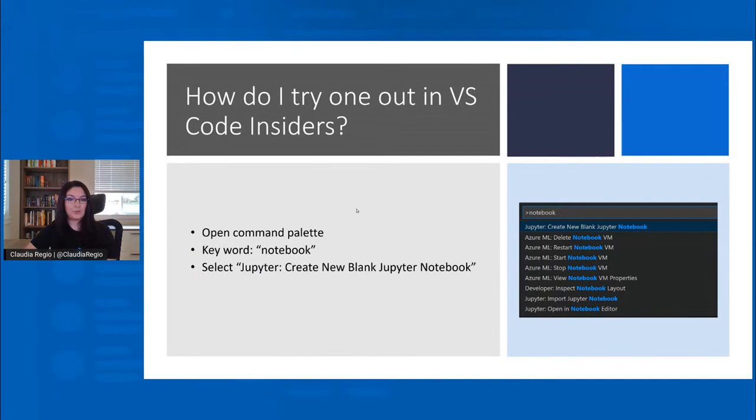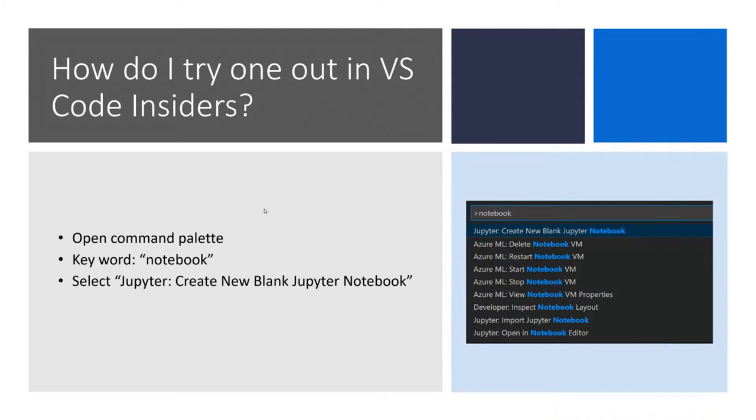How can you try one out in VS Code Insiders? So obviously first go online and download VS Code Insiders. Then you'll want to open the command palette after downloading the extensions appended at the end. You can do that by holding down Control-Shift-P, or Command-Shift-P if you're on a Mac. And what that's going to do is pull up this drop-down list here. You'll type in the keyword notebook, and you'll want to pick the first option that comes up. It's going to be Create New Blank Jupyter Notebook. So what happens when you select that command? What is that going to look like?